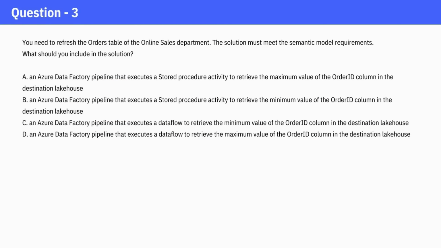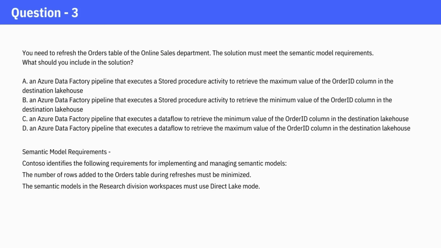Question 3. You need to refresh the orders table of the online sales department. The solution must meet the semantic model requirements. What should you include in the solution? A. An Azure Data Factory pipeline that executes a stored procedure activity to retrieve the maximum value of the order ID column in the destination Lakehouse. B. An Azure Data Factory pipeline that executes a stored procedure activity to retrieve the minimum value of the order ID column in the destination Lakehouse.